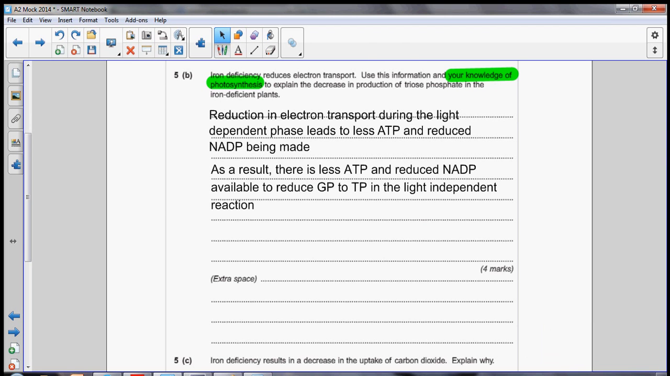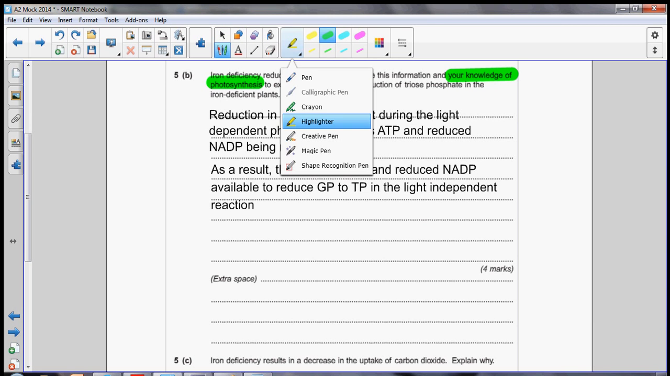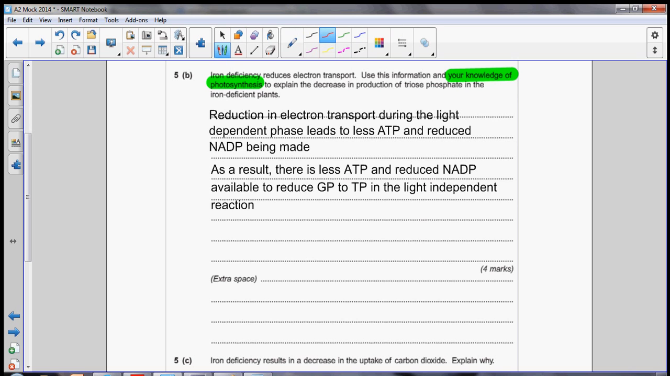Now, in the mark scheme for this question, there was a mark for remembering that ATP and reduced NADP were required, 1 mark each. And there was a mark for remembering that those were required for the reduction of glycerate phosphate. The final mark was for mentioning that the production of these substances, ATP and reduced NADP, took place in the light-dependent phase.